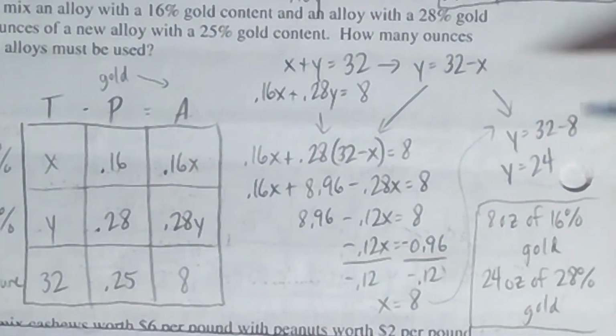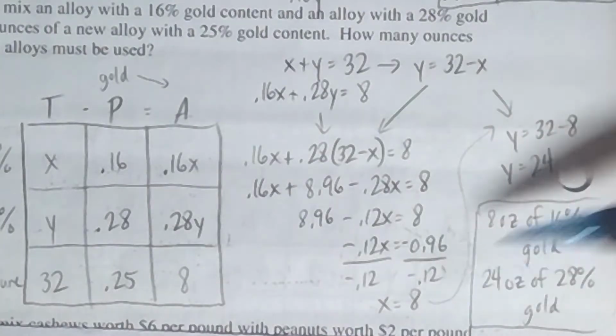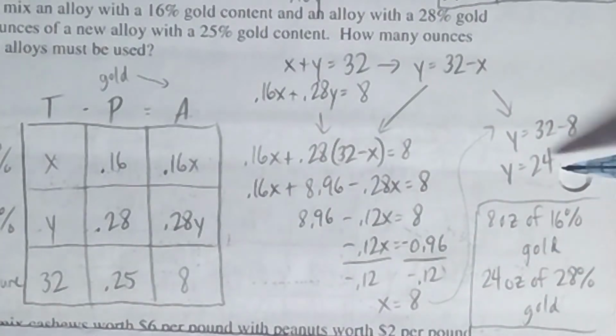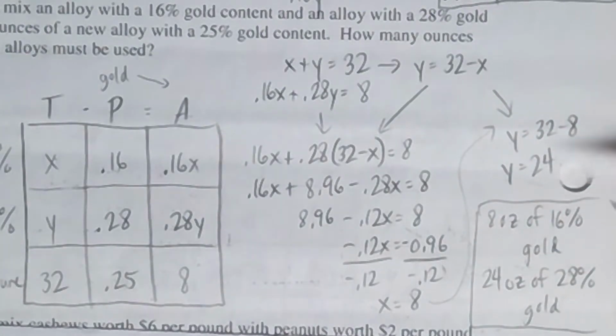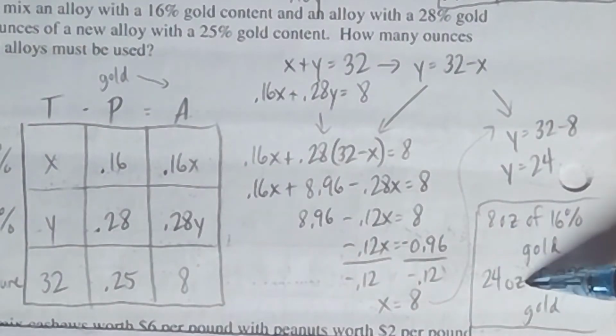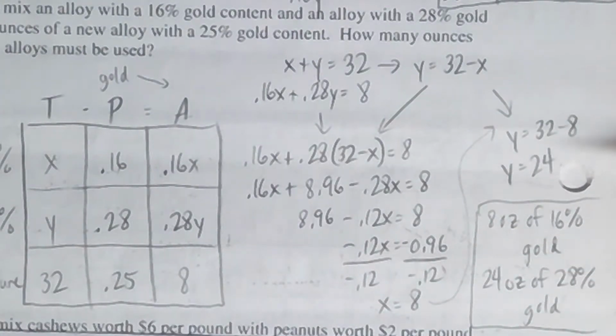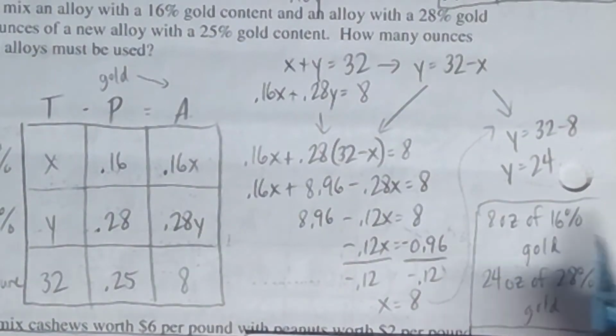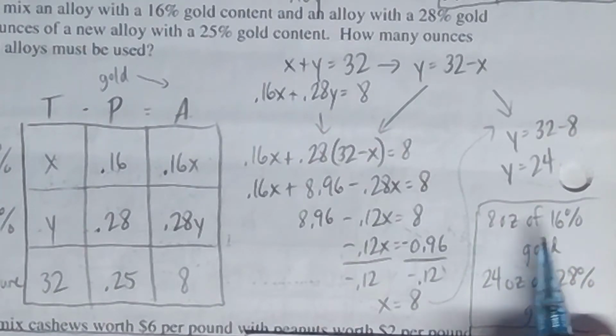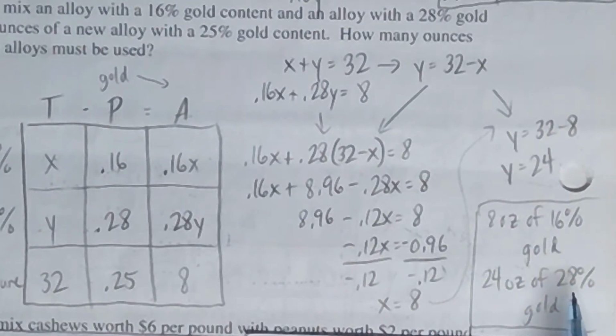And so now that I've got 8 and 24, all right, what do I got here? That means that's going to be 8 ounces and 24 ounces because we know that the x and y was measured in ounces from the beginning of the problem. We mentioned that. And then here, you can just say 16% and 28%. You don't have to say gold there. Well, again, what's important is that you tell me which one is which.